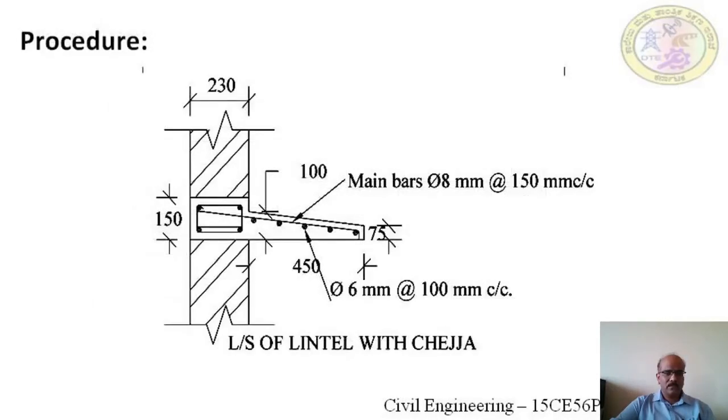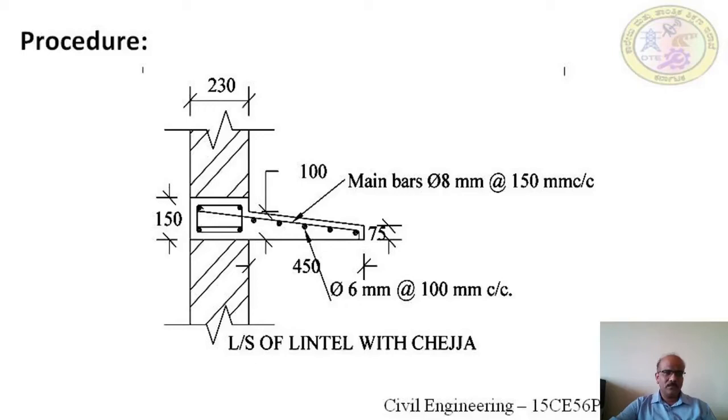Then we need to draw the cross section of a lintel with chhaja. The wall thickness is taken as 230 mm, and the depth of the lintel is 150 mm, and the projection of chhaja is 450 mm from the face of the wall, and the thickness of the chhaja varies from 75 mm at the free end to 100 mm at the junction of lintel and chhaja. At the face of the wall it is 100 mm. And we'll come to the reinforcement now.